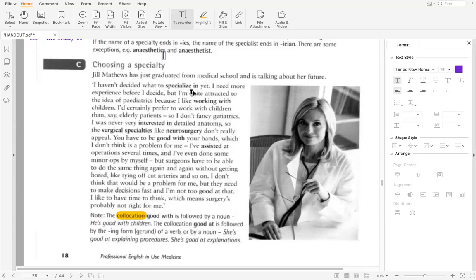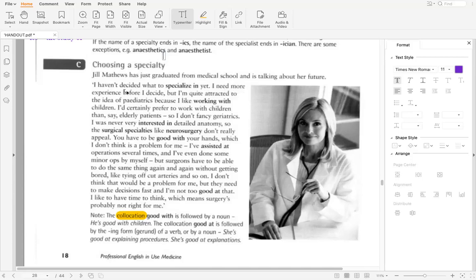These are called collocation. You see this word? Collocation. What's the meaning of collocation? It means a verb and a preposition. فعل وحرف جر.